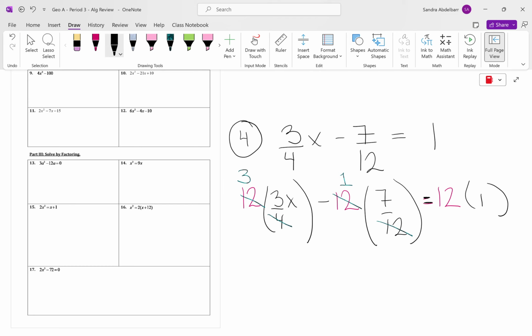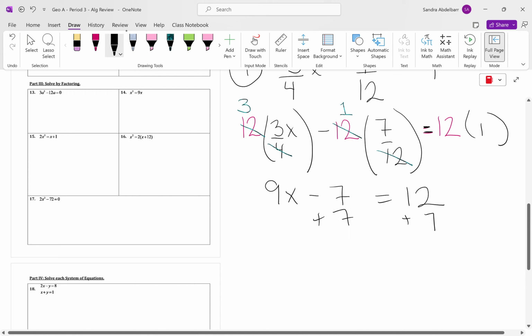And now we multiply. So I have 3 times 3x is 9x. Negative 1 times 7 is a negative 7. And 12 times 1 is 12. So now I went from what looked like a pretty complicated problem with fractions to a very simplistic 2-step equation.